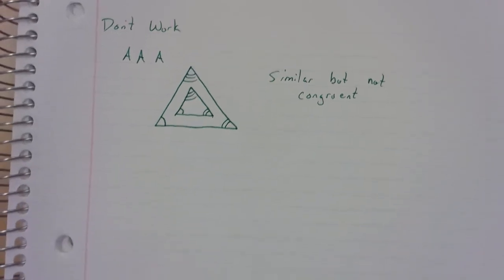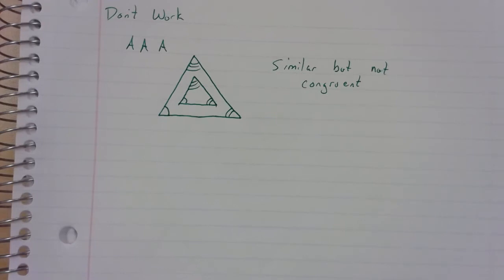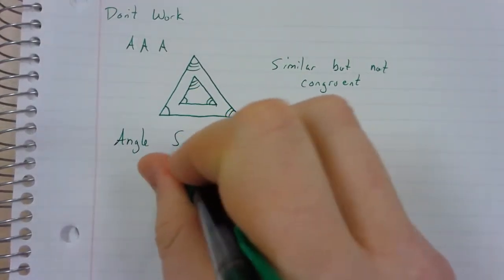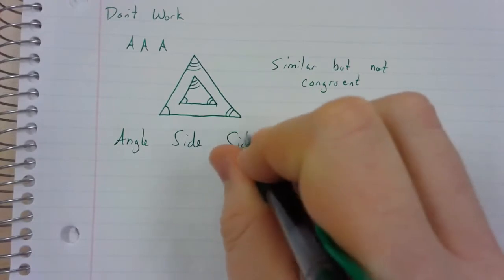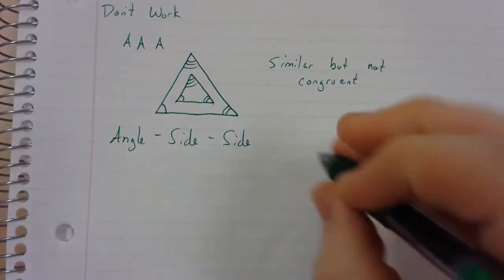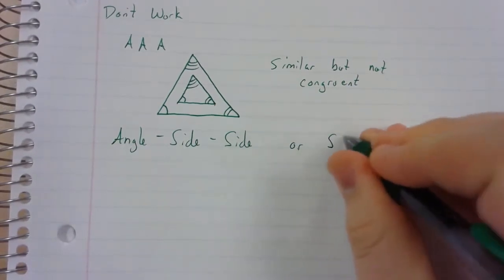And this other one. Notice I've been using abbreviations for all of these. I will not abbreviate this one. Angle, side, side. You cannot do angle, side, side. Or backwards, you cannot do SSA.